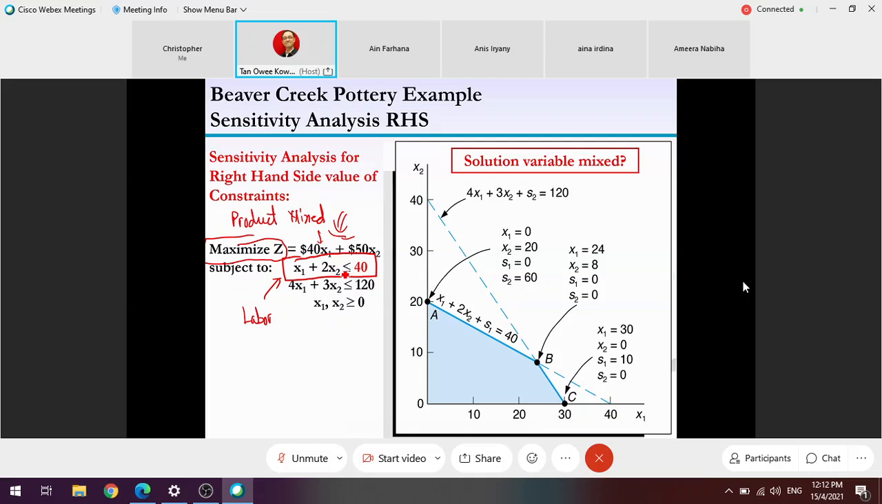Okay, and then in the graphical method approach, we identified that the optimal solution for this linear programming is that the company should produce both ball and mug. And in order to maximize profit, it should produce 24 balls and 8 mugs. This is the original solution. So for example, today I change the optimal solution to here, B dash.